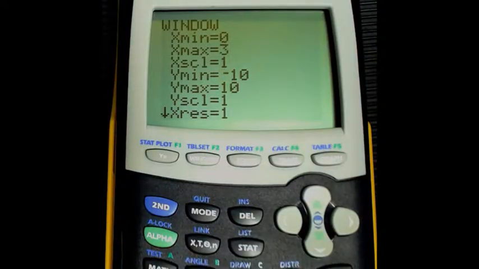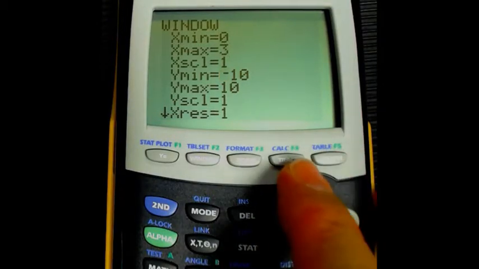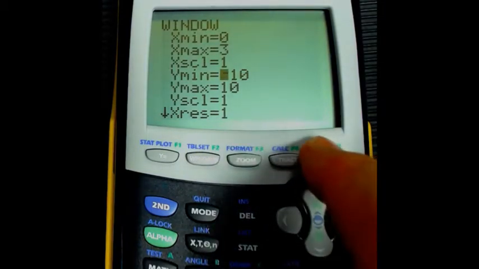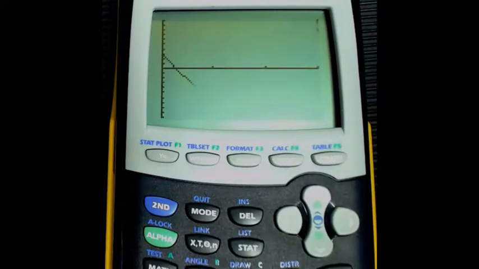Then go to window. Yeah. And then make x minimum 0 and x maximum 3. And what that's going to do is make your window come in and just focus on the domain. Now I don't know as far as y minimum, y max, so I'm just going to leave it at 10. I'm going to hit the graph button and see if it's good enough. Yeah, it pretty much fit it.